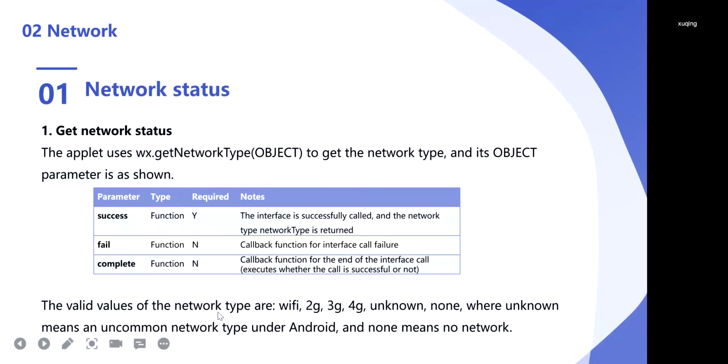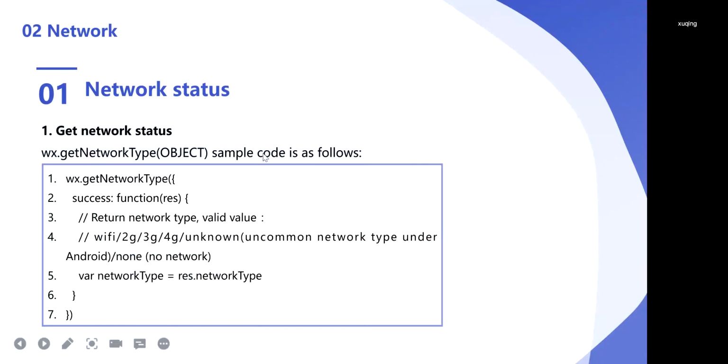You see, we have different network types like Wi-Fi, 2G, 3G, 4G, unknown, none, where unknown means an uncommon network type under Android, and none means no network. Then here we have sample code for wx.getNetworkType. You see, success is required in this function.